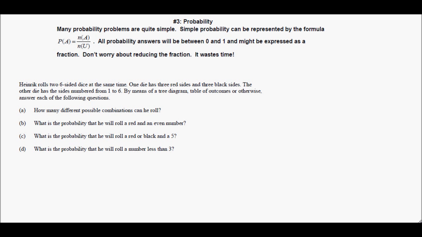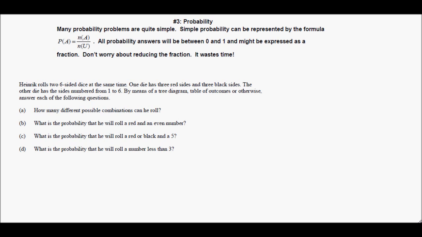Okay, in this section, I'm going to go over probability. Now, I'm going to do quite a few problems on this. Probability comes in a lot of different forms. So, if you have some issues with this, I'm going to try and do as many different problems as I can. This might take a while, but hopefully it's worth it.